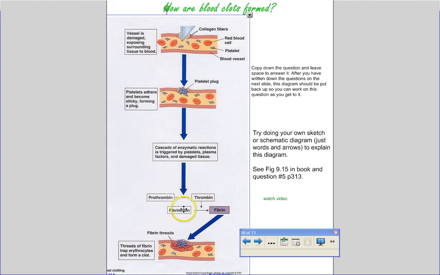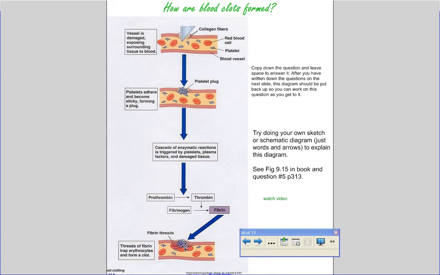So thrombin activates fibrinogen to fibrin, and fibrin forms little threads that make a net, and that mesh traps red blood cells and other things to form the clot. Okay, so that is how the blood clot forms.